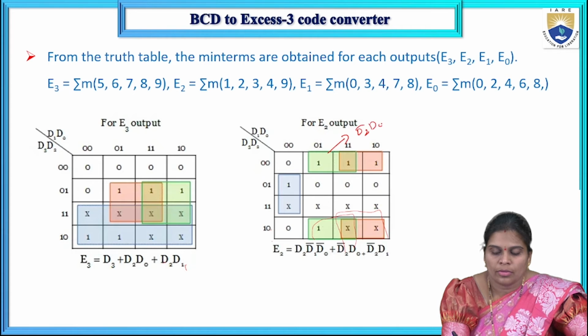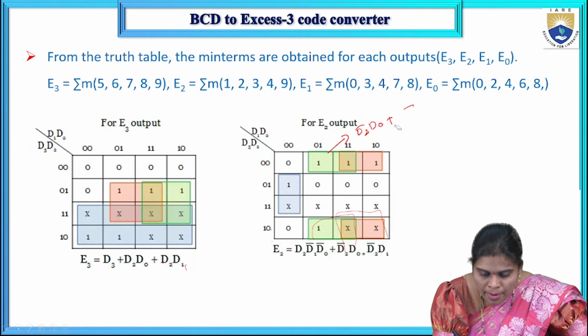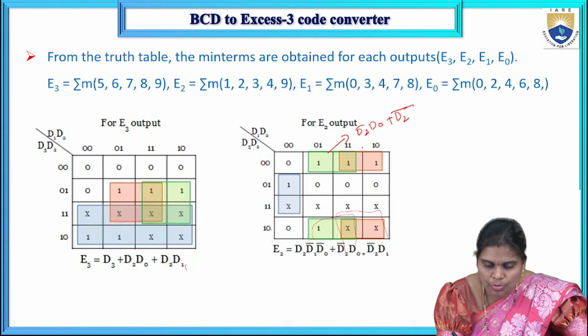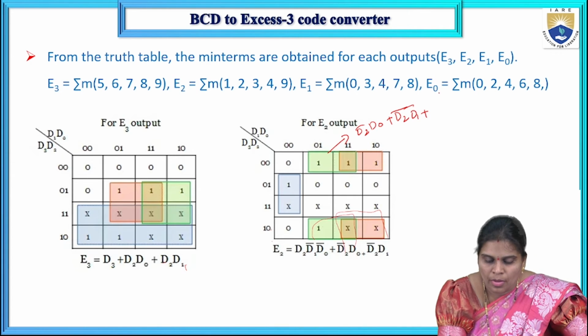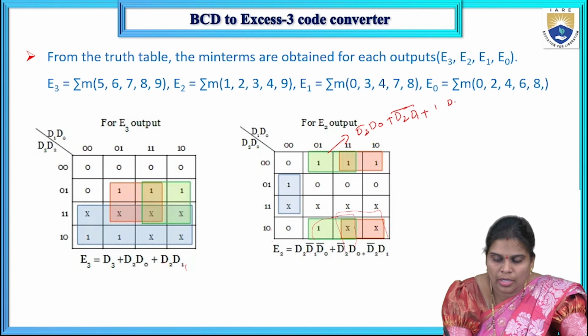Next, for these two ones, D0 bar. For this one over, the next one is D2 bar. D2 bar and D1, plus D3 bar. For these two ones, D2 is common. For this one, D1 bar, D0 bar.